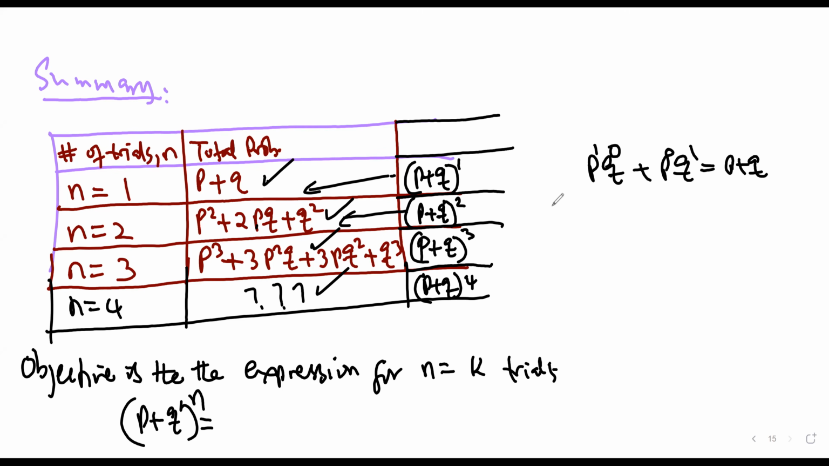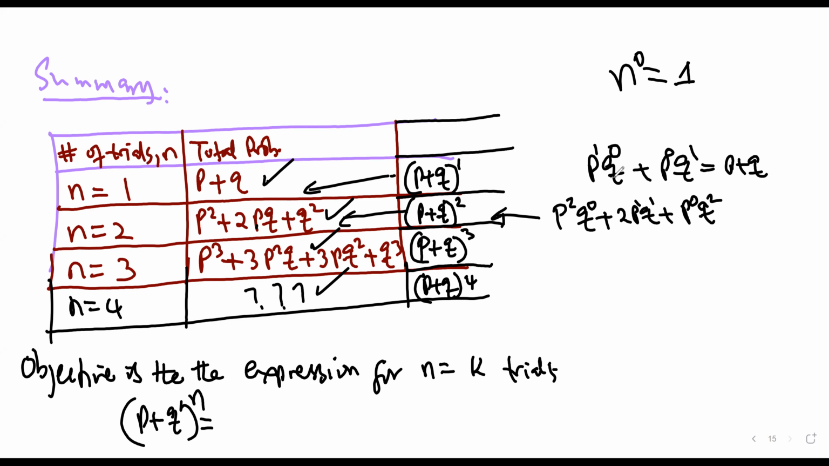The second one, I can write it as P squared Q power 0 plus 2PQ. So this is power 1, then plus P power 0 Q power 2. That's the same as that, because you know that any number raised to power 0 is 1. So this is literally a 1 like that.